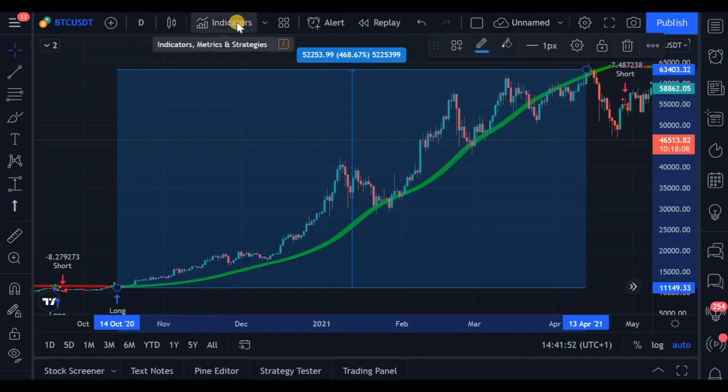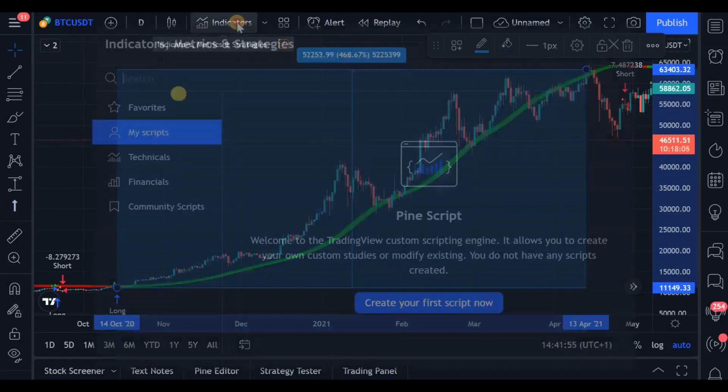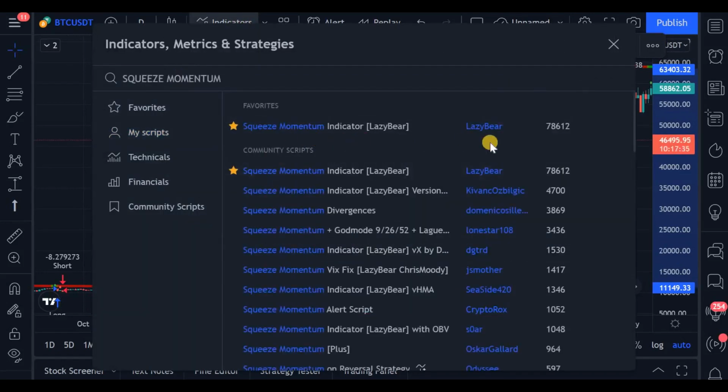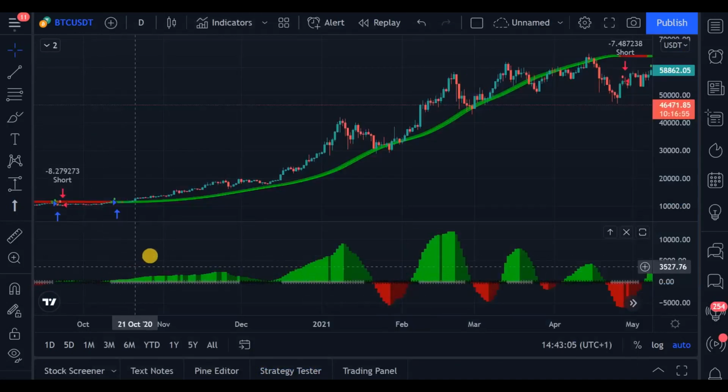You go over to the indicators and strategy section right here and you search for squeeze momentum. The first result right here by Lazy Bear is what we are going to use in this video. So I would click on this. This right here is exactly how the indicator is going to look like.